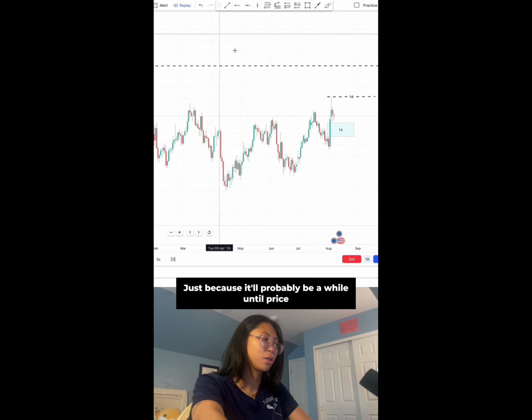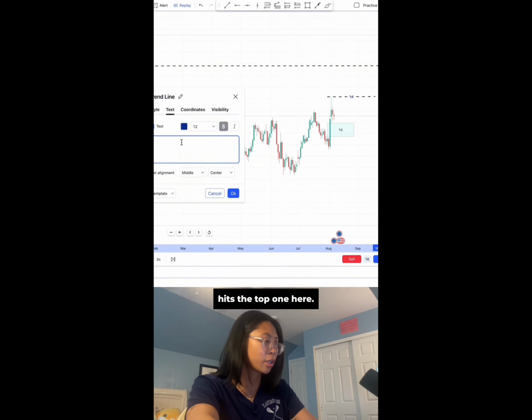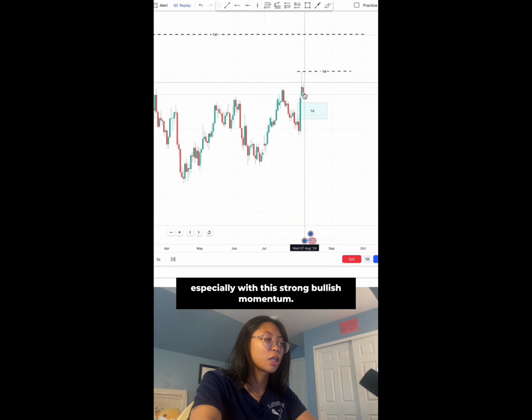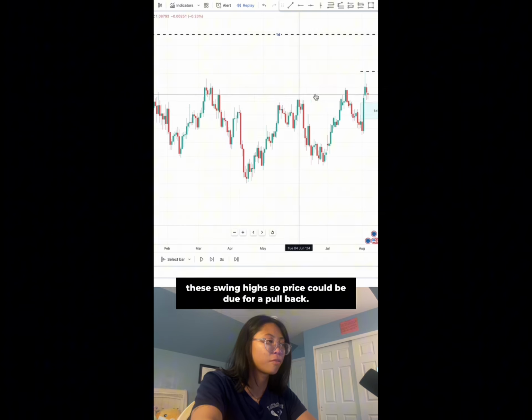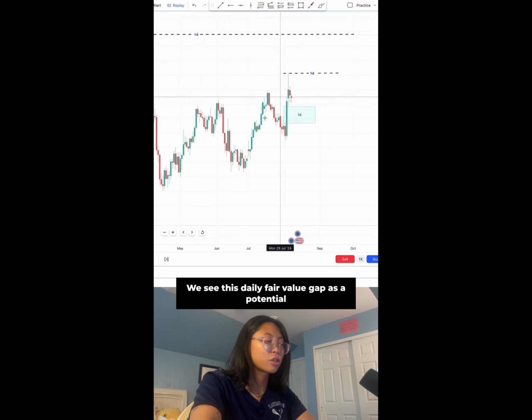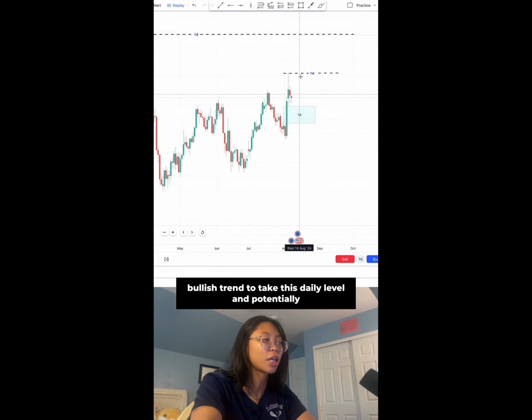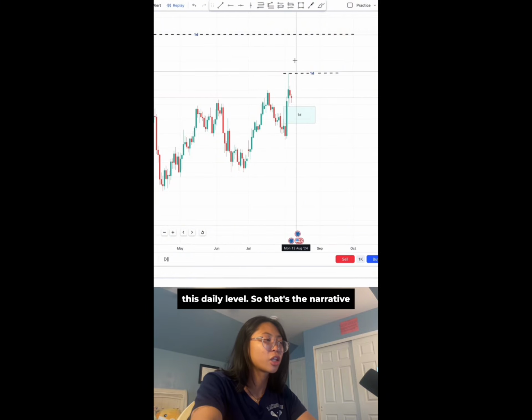Just because it'll probably be a while until price hits the top one here. To recap, price has been bullish recently, especially with this strong bullish momentum. We see that price has taken the liquidity above these swing highs. So price could be due for a pullback. Could see this daily fair value gap as a potential area where price could pull back to before continuing the overall bullish trend to take this daily level and potentially this daily level. So that's the narrative I had in my head on the daily.